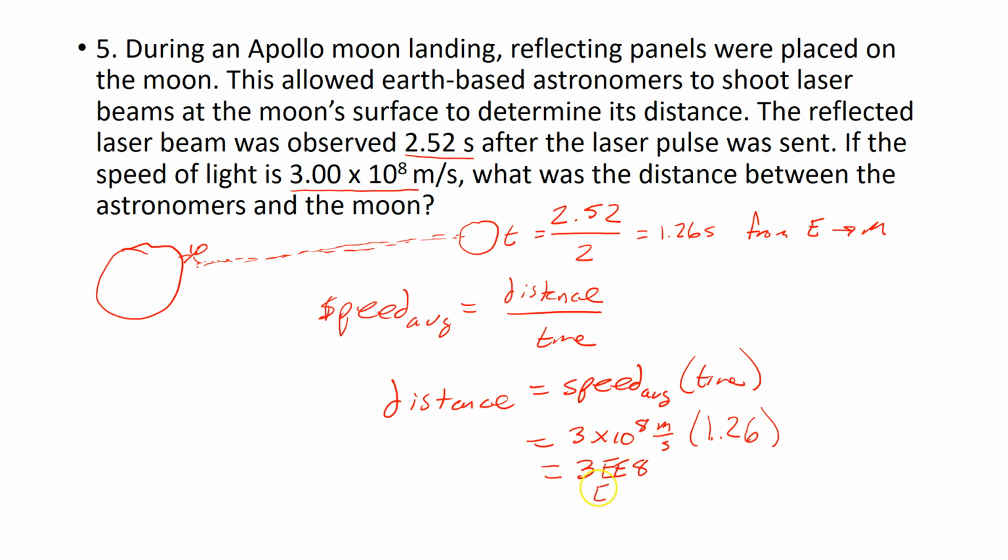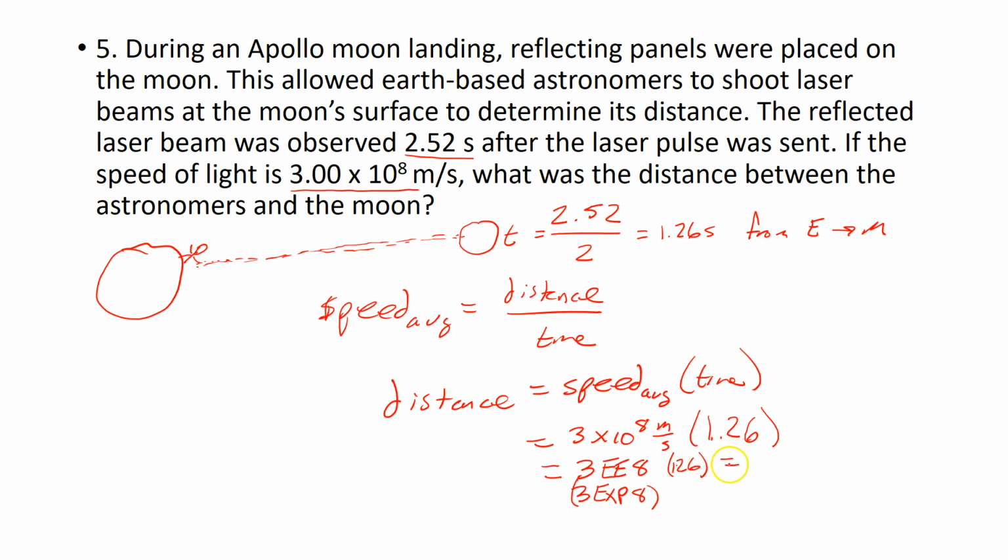Some calculators have an EXP key on it. It means the same thing. So you could either type in 3EE8 or 3EXP8. If your calculator doesn't do either of those, let me know, and I will help you with your calculator to get it to work right. So once I have that 3 times 10 to the 8th in, I'm going to multiply it times 1.26, and I should get my answer.